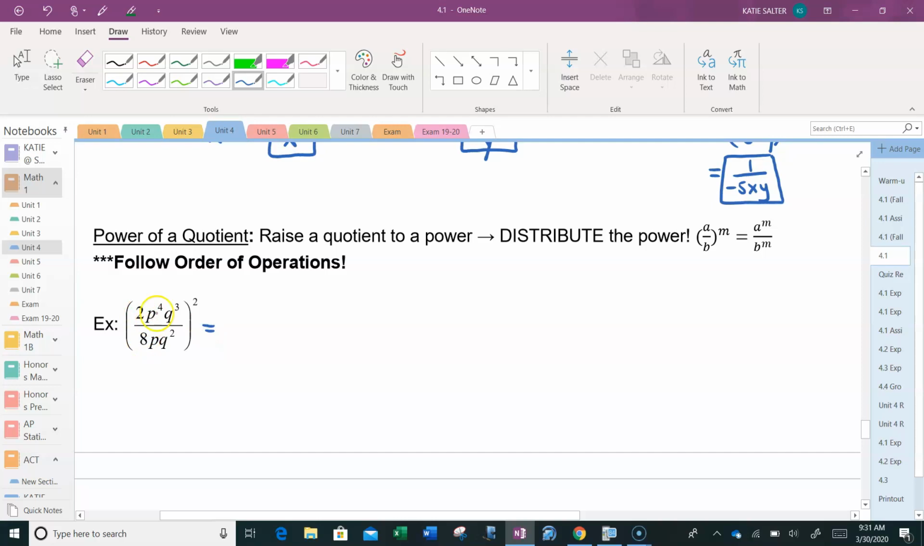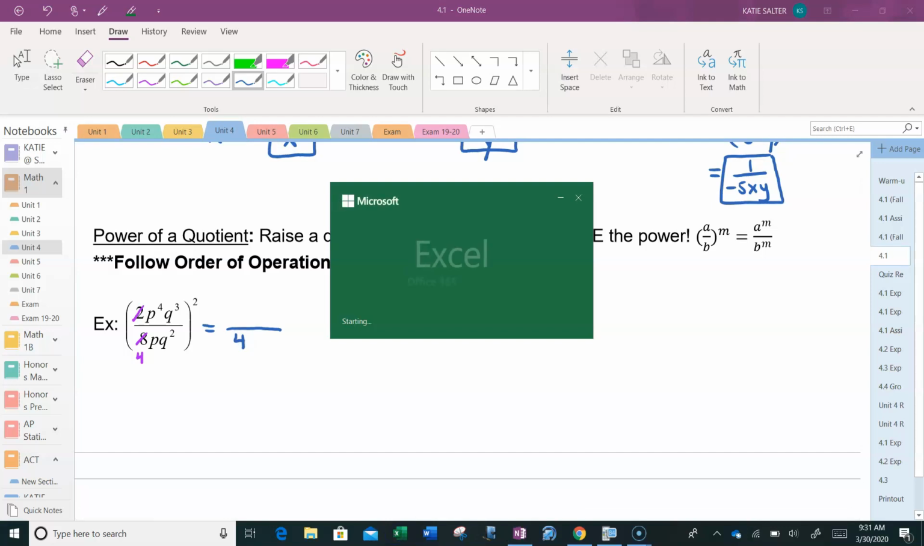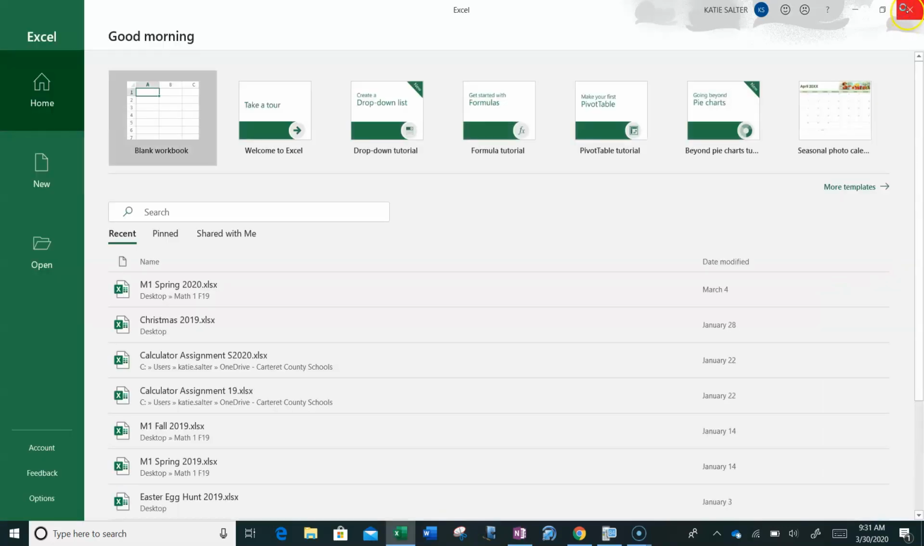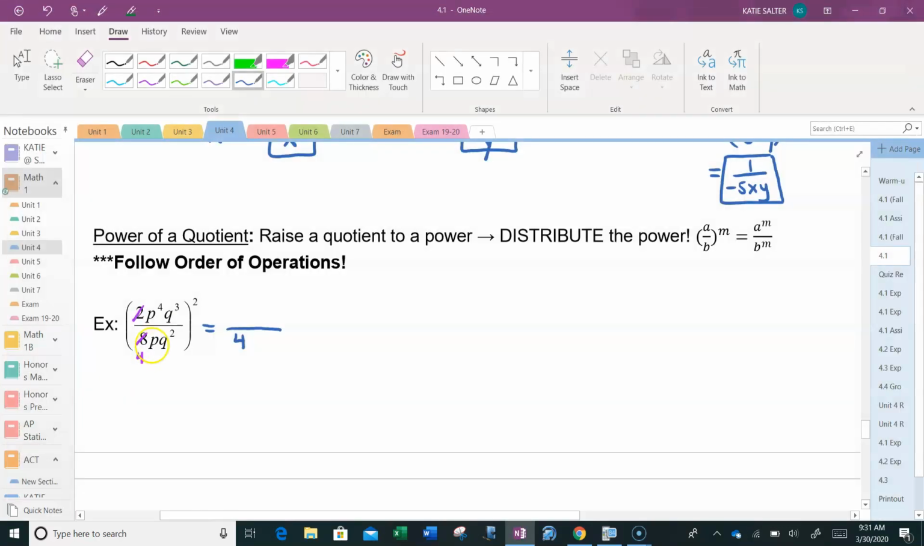All right, so 2 over 8. Remember, these are coefficients. We're going to work with them like we always have. 2 goes into itself 1 time. 2 goes into 8 4 times. So therefore, we're going to have that 4 left in the denominator. Now we are dividing like bases, so we are going to subtract our exponents. We have p to the 4th in the numerator. We have p to the 1st in the denominator, so that leaves us with p cubed. And then q cubed over q squared. 3 take away 2 is 1, so that's q to the 1st. All raised to the 2nd power.